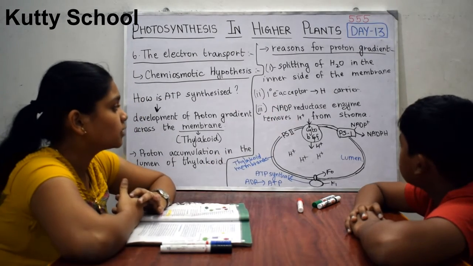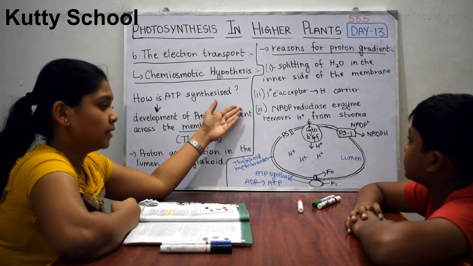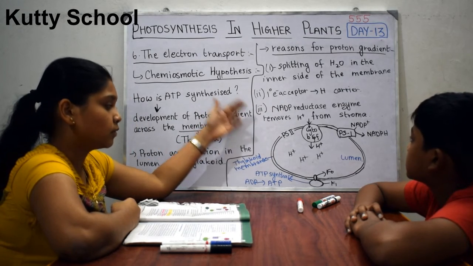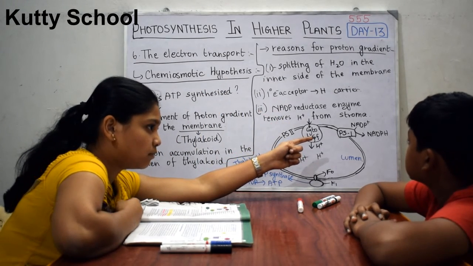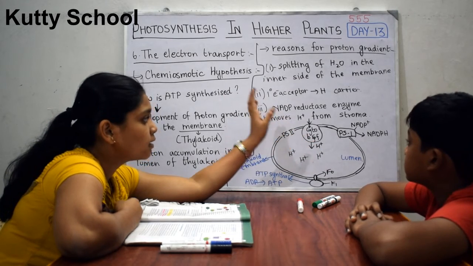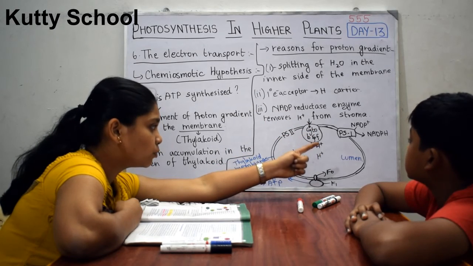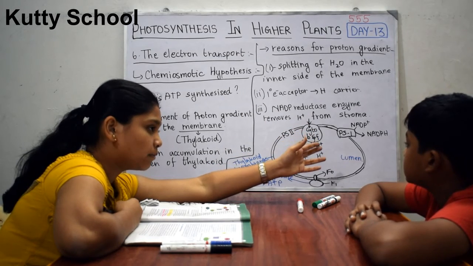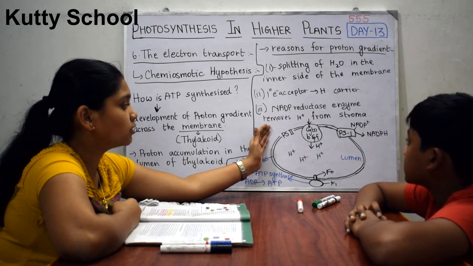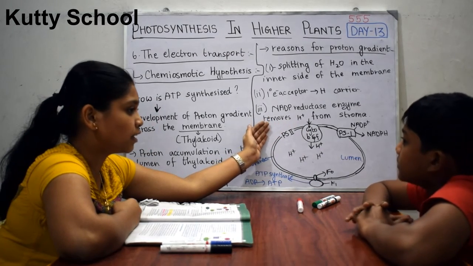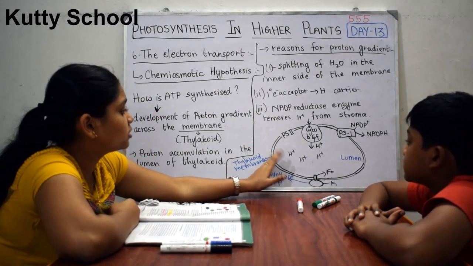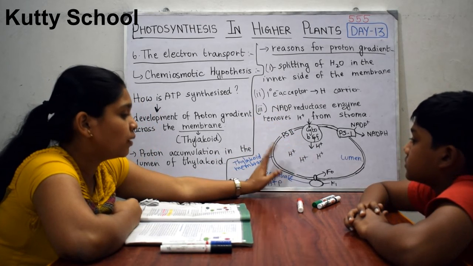The third cause is the NADP reductase enzyme. It removes protons from the stroma. The electrons reach photosystem 1, and by getting those electrons and protons from the stroma, NADP plus is changed to NADPH. Therefore, the proton concentration in the stroma is reduced, and so the proton concentration inside the lumen is increased. This favors a proton gradient between the inside and outside of the lumen.